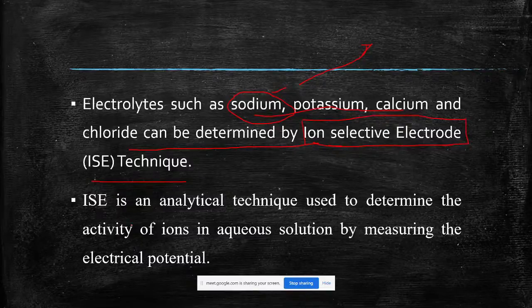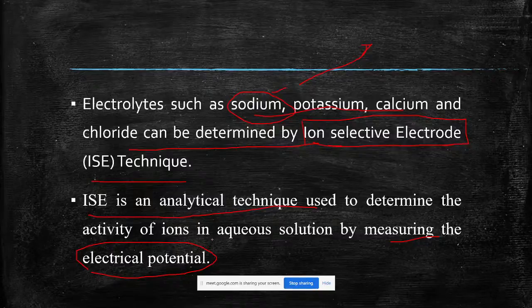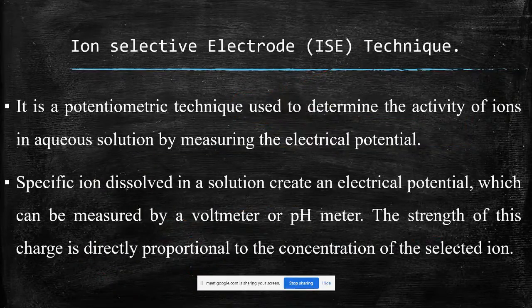Ion selective electrode technique. ISE is an analytical technique used to determine the activity of ions in aqueous solution by measuring the electrical potential. This is the very basis of this method. It measures the conductivity of electricity by particular ions, and the conductivity is directly related to the concentration of that particular ion. This is a potentiometric technique.